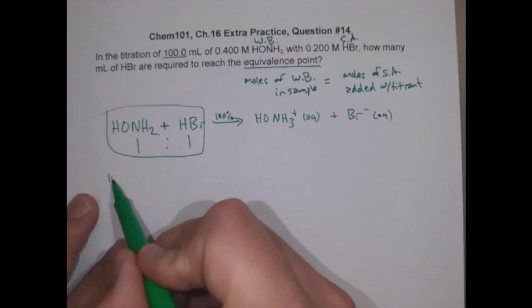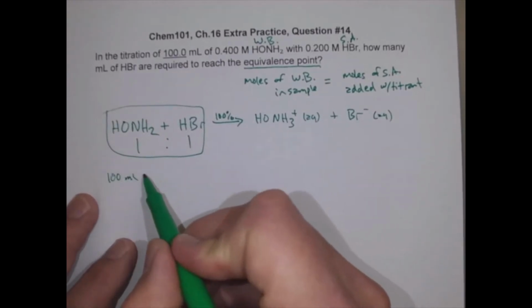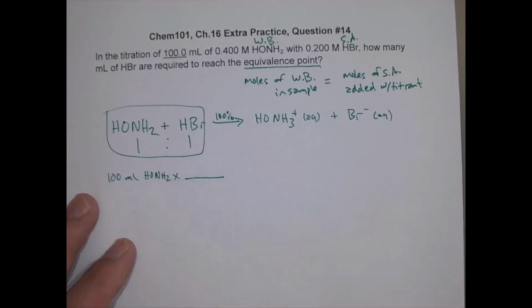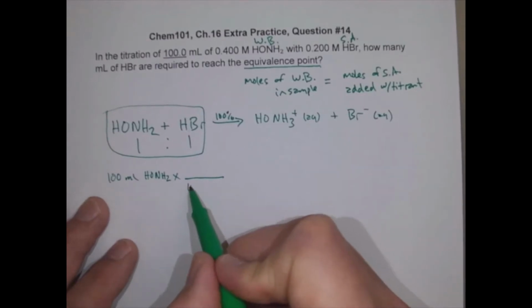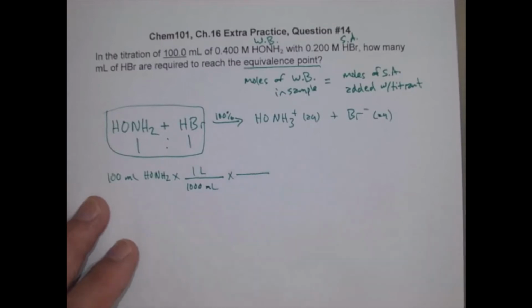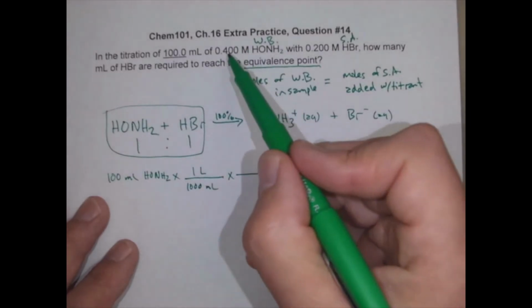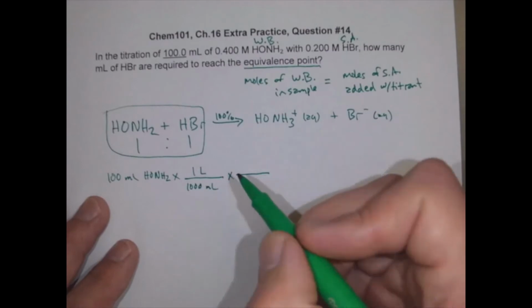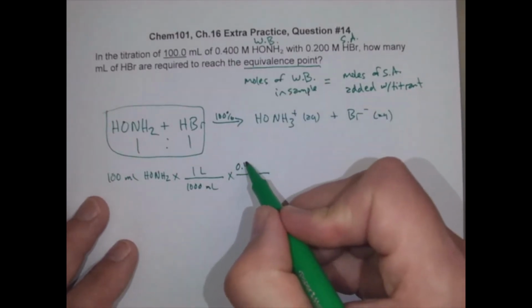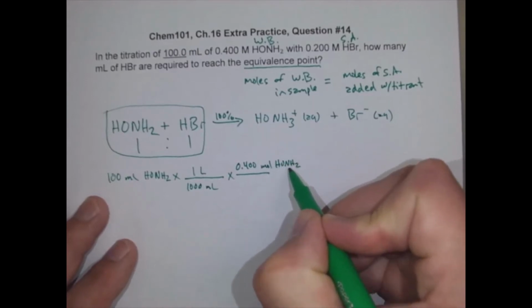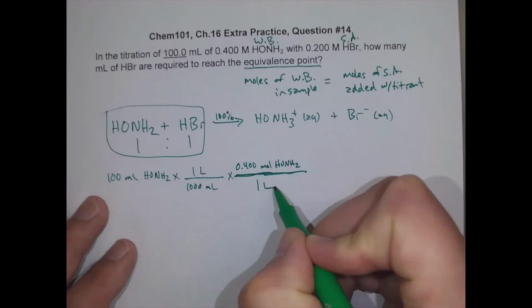Well, I know that I start with 100 milliliters of this weak base. One thing I want to do is go ahead and convert that milliliters into liters. There's 1,000 milliliters in 1 liter. That's because the next factor that I'm going to use is the conversion factor of its molarity, the 0.4, and that has units of liters in it. Molarity, if you remember, means moles per liter. So I have 0.400 moles of this weak base in every 1 liter of it.